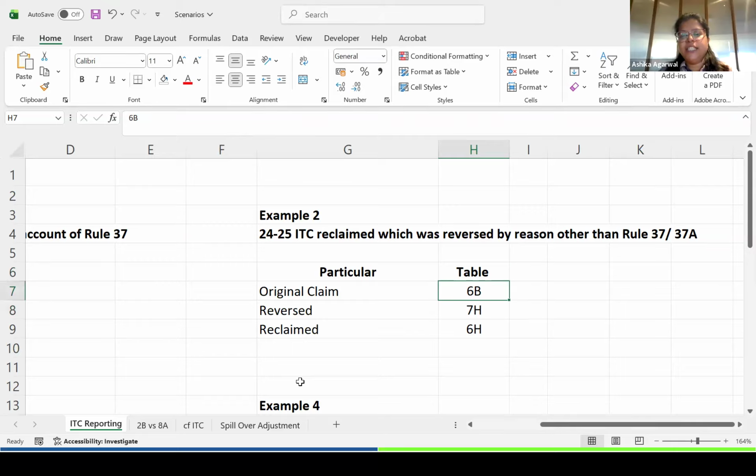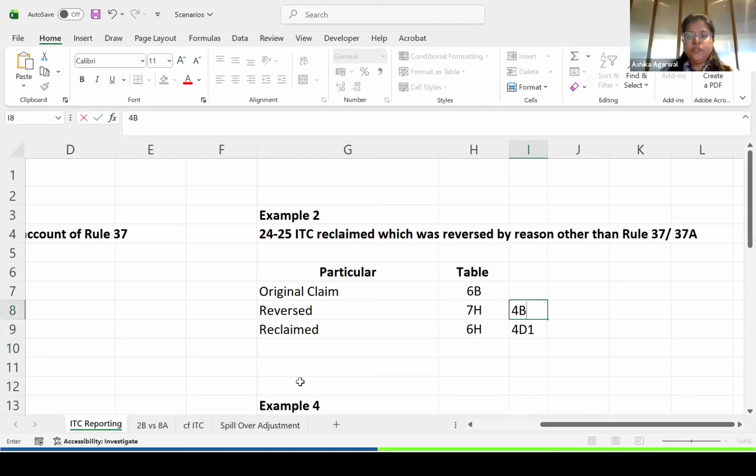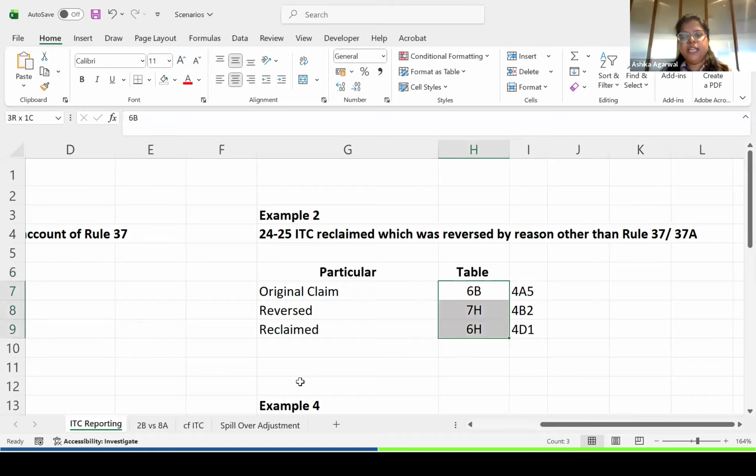These are all GSTR 9 tables. So, original claim, I will report in 6B. Temporary parking, which I have done in 4B2, I will do in 7H. And when I reclaim, then I have to report in table 6H of GSTR 9. So this is basically 4D1. This is your 4B2 of 3B. And this is your 4A1 or 4A5 of 3B. These are GSTR 9. And this is from 3B data from which GSTR 9 data will flow.